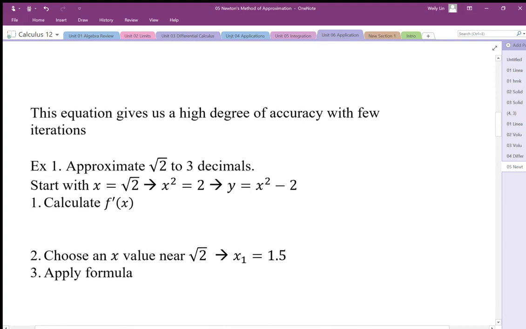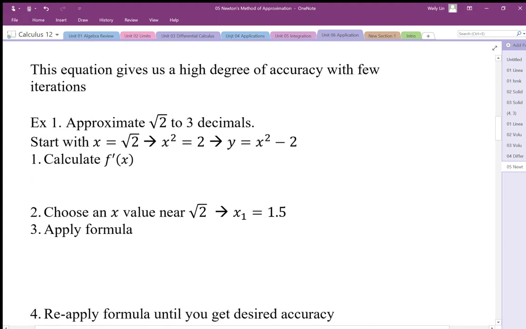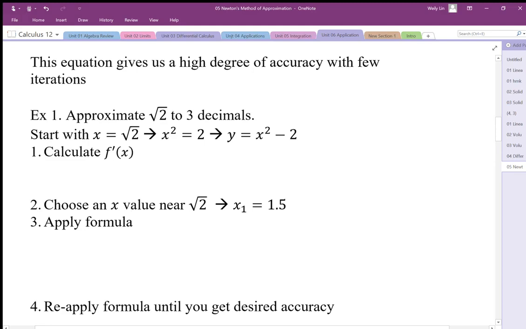Okay, so let's try this one here. Let's approximate the square root of 2 to 3 decimals. To do that, we're basically going to solve this equation, x equals square root 2. We're going to make it x squared equals 2, and then use the function y equals x squared minus 2 to approximate it. So here is our graph, and this point here, at y equals 0, should represent square root 2.